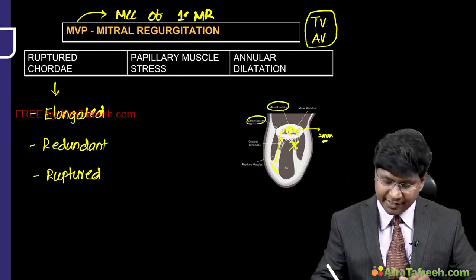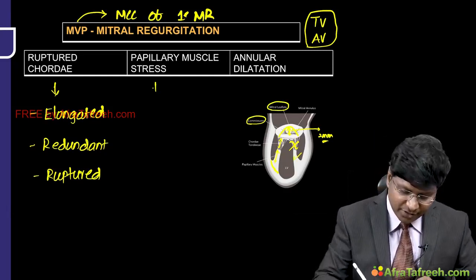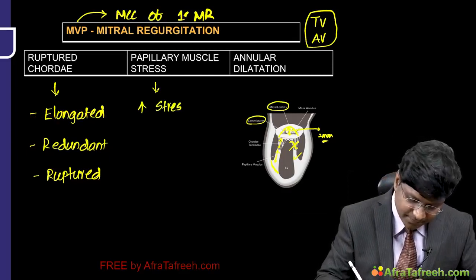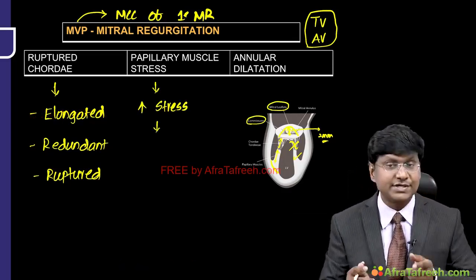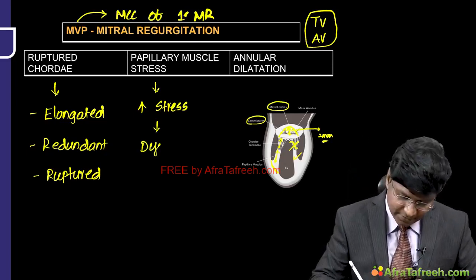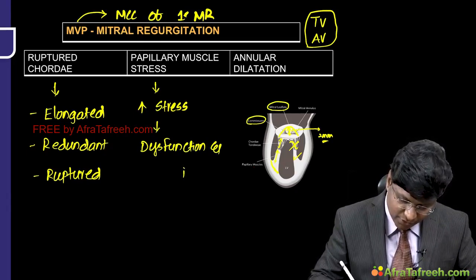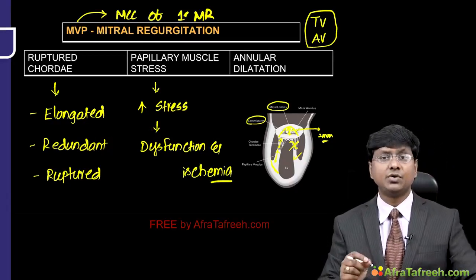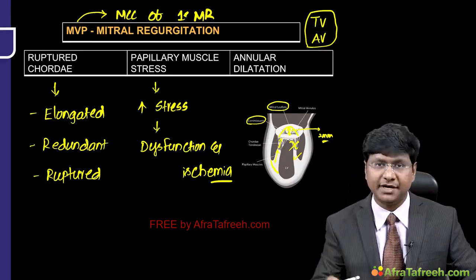And the next important point is, these chordae tendineae are connected to the papillary muscles. So what will happen to the stress on the papillary muscles? There will be excessive stress on the papillary muscles, and this excessive stress will cause papillary muscle dysfunction, and it will also cause ischemia of the papillary muscle, which is connected to the ventricular myocardium.